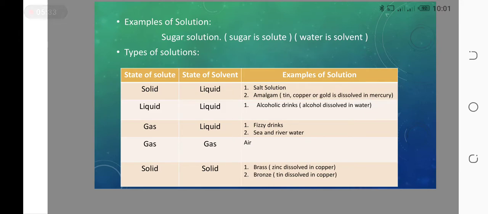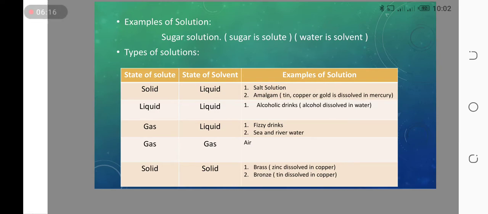The most common types of solutions that we are familiar with are those in which a solid, a liquid, or a gas dissolves in a liquid solvent. However, there are many solutions which are formed by dissolving a solid in another solid, a gas in another gas, or by a combination of these three physical states. In the table shown on this slide, you can see that there are different types of solutions.